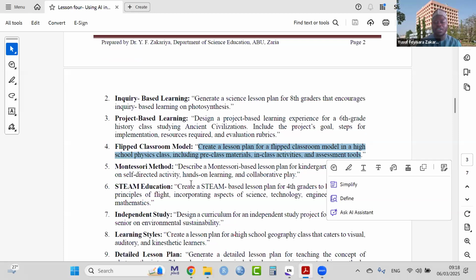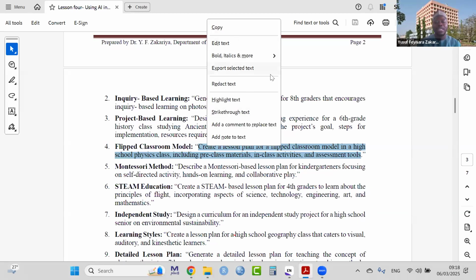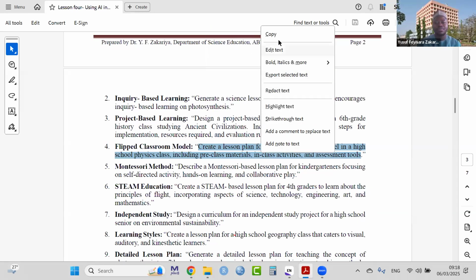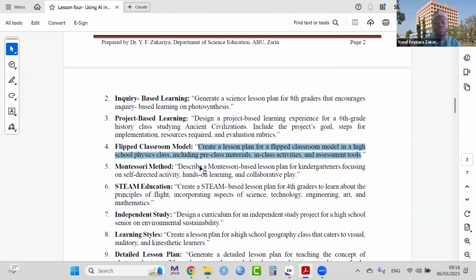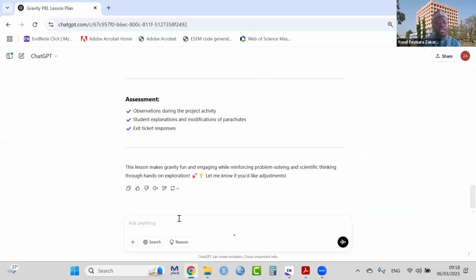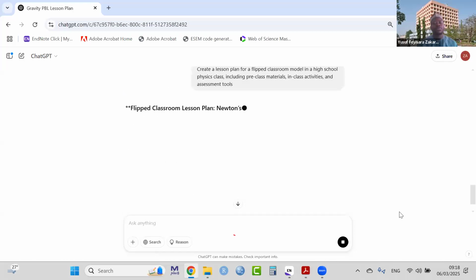Create a lesson plan for a flipped classroom model in high school physics class, including pre-class materials, in-class activities, and assessment tools. Perfect. So let's copy this out. All right. Then we put it here. Then we say, go ahead and create it for us.